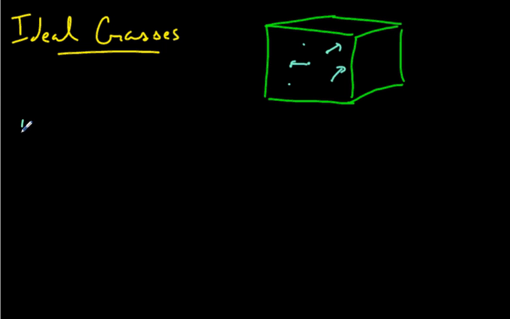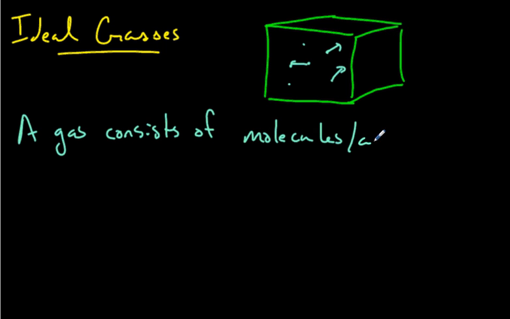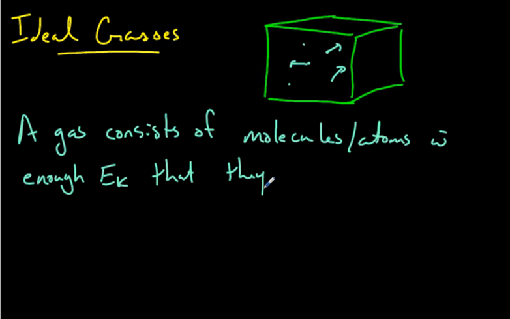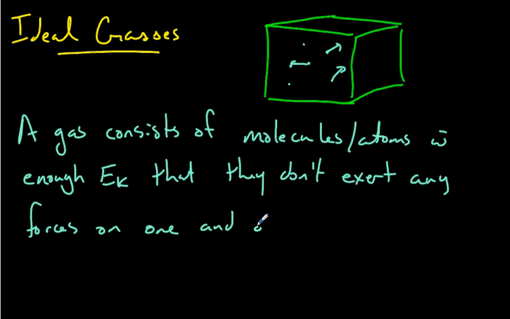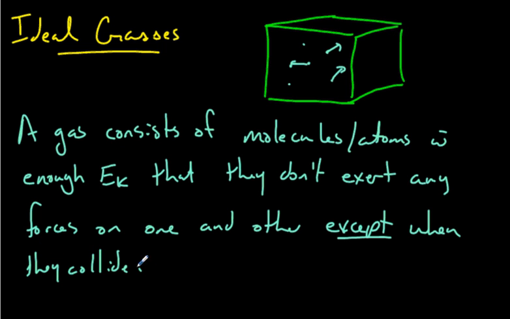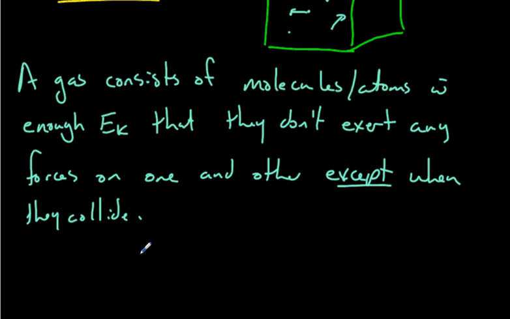Okay, so the first thing that we should talk about is the concept of what is actually going on inside a gas. So a gas consists of molecules or atoms, as the case may be, with enough kinetic energy that they don't really exert any forces on one another, except when they collide. And speaking of those collisions, in an ideal gas, they are perfectly elastic.